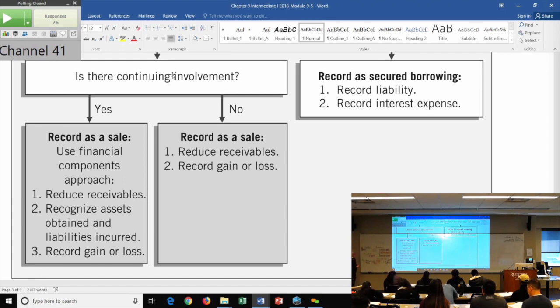If there's no recourse or no continuing involvement, you just reduce the receivables, record the gain or loss, and of course the assets that come in as well.